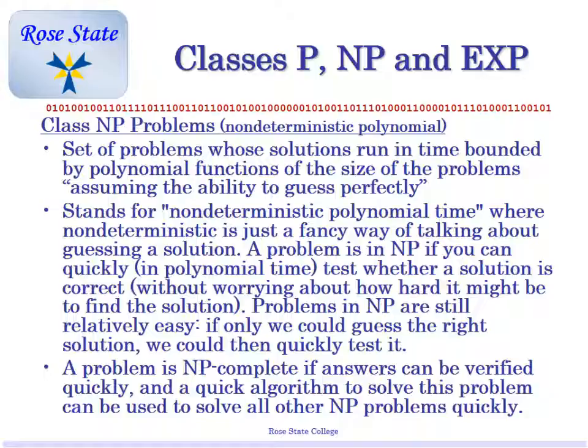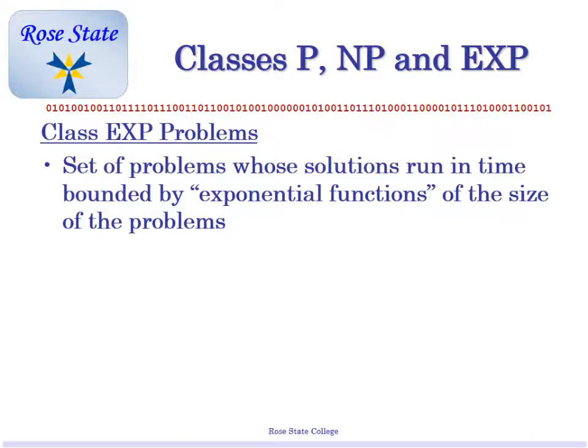They're on multiple tests. Okay, EXP: a set of problems whose solutions run in time bounded by exponential functions. Do we all know what exponential is? So 2 times 3 is 6. 2 to the 3rd is 8. Okay, 2 times 2 times 2. I'm assuming everybody knows that. Okay. So they're bounded by exponential functions of the size of the problem. So using exponential numbers makes things much more difficult. Easy enough to remember, EXP, exponential. Easy enough. Okay.